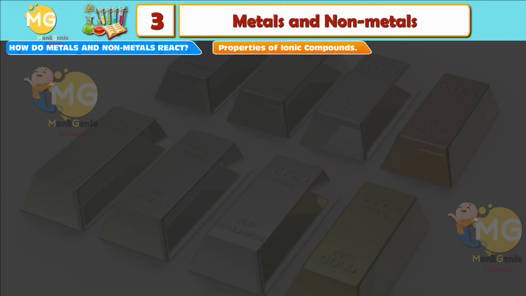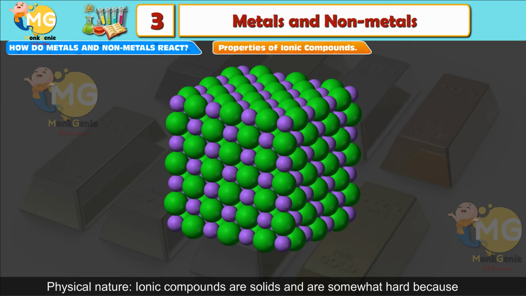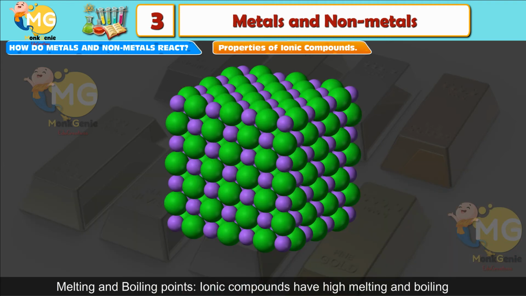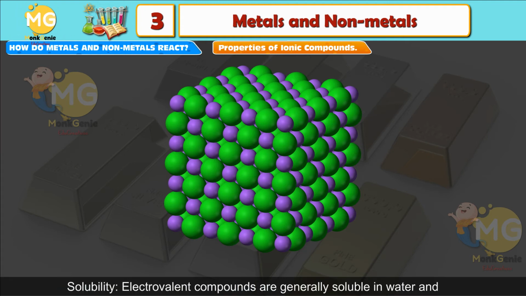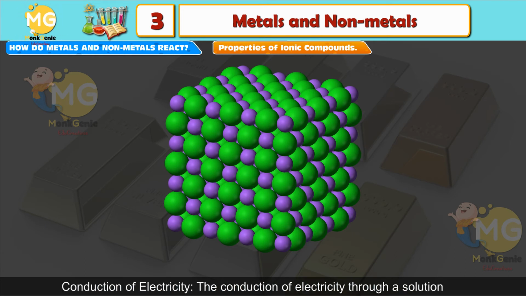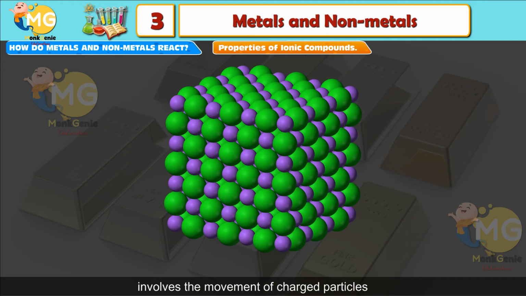Properties of ionic compounds. Physical nature. Ionic compounds are solids and are somewhat hard because of the strong force of attraction between the positive and negative ions. These compounds are generally brittle and break into pieces when pressure is applied. Melting and boiling points. Ionic compounds have high melting and boiling points. Solubility. Electrovalent compounds are generally soluble in water and insoluble in solvents such as kerosene, petrol, etc. Conduction of electricity. The conduction of electricity through a solution involves the movement of charged particles.